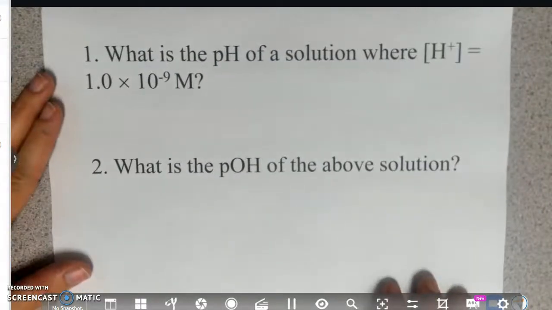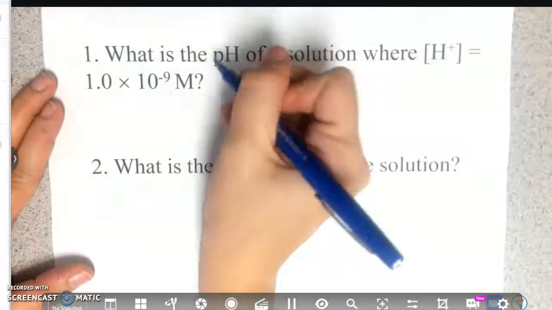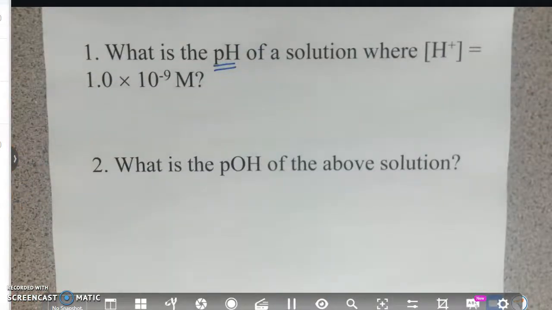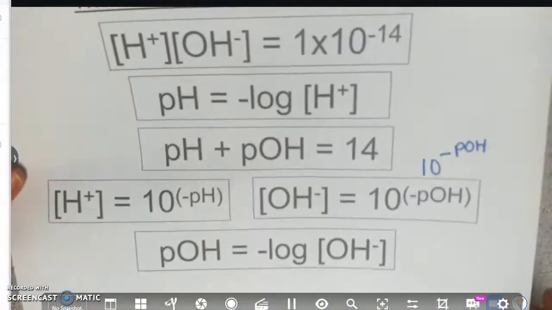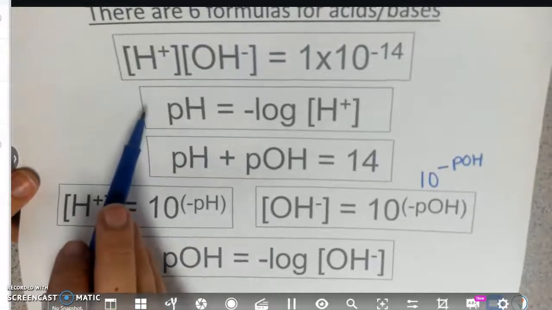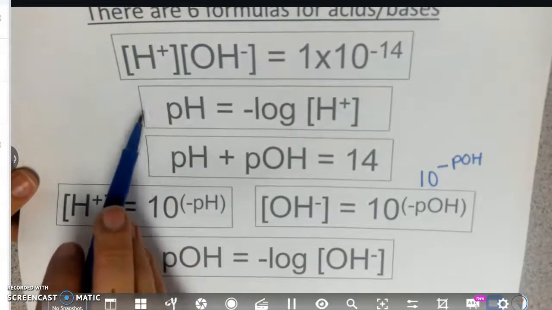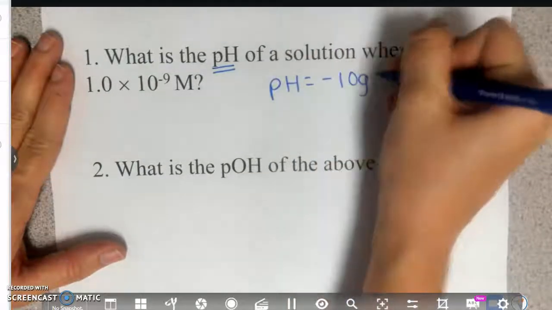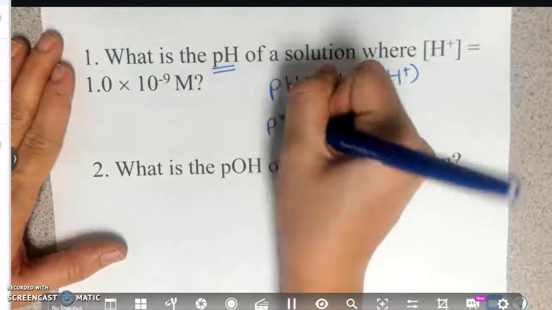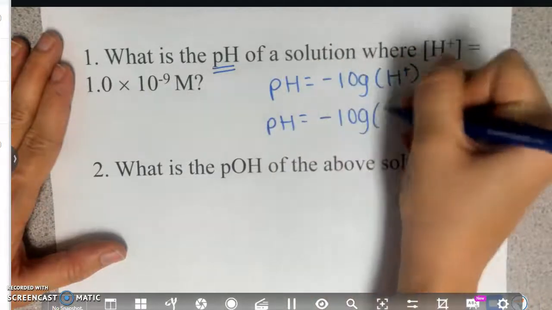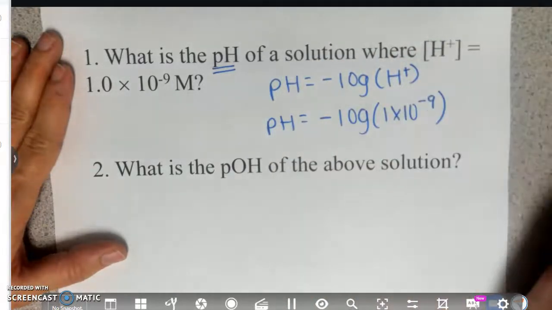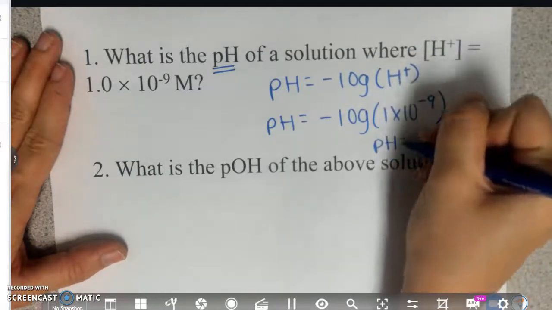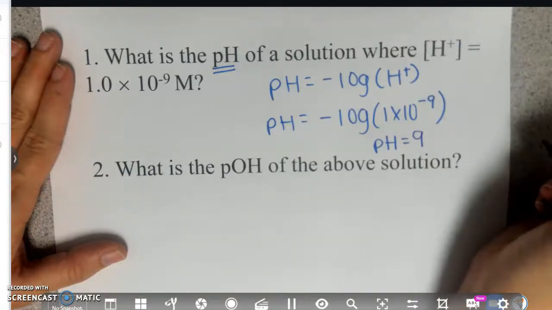Okay. So what's the pH of a solution where H+ equals 1 times 10 to the negative 9? So I have H+ and I want to find pH. I go to my formula chart. This formula lets me go from H+ to pH, so I'm going to use this one. So pH equals negative log of H+. pH equals negative log 1 times 10 to the negative 9. Type that in your calculator. I'll give you a second. You should get pH equals 9, and exactly 9.